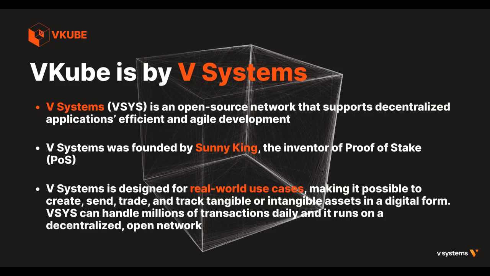So to touch on V Systems, which is VKube's developer company. VKube was developed by V Systems, an open source network that supports decentralized applications efficiently and in agile development. And V Systems is a blockchain database service provider by Sunny King, an inventor of proof of stake. Proof of stake is the consensus mechanism used by numerous blockchains, including Ethereum. V Systems is designed on real-world use cases, making it possible to create, send, track, and trade tangible or intangible assets in digital format. So you can read through all those things.